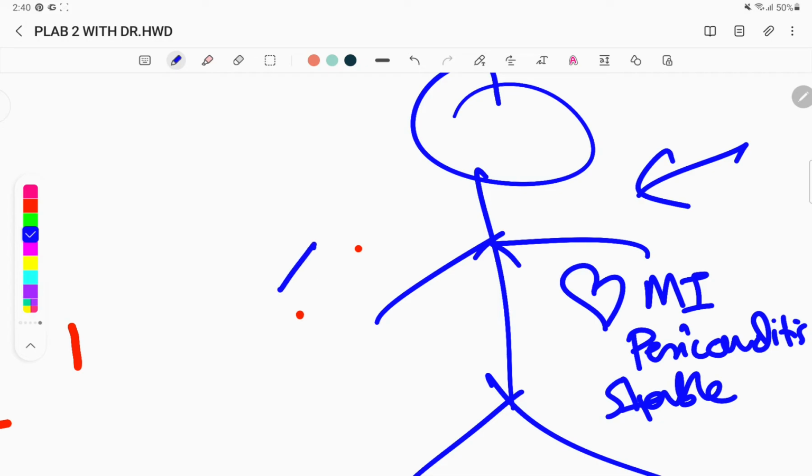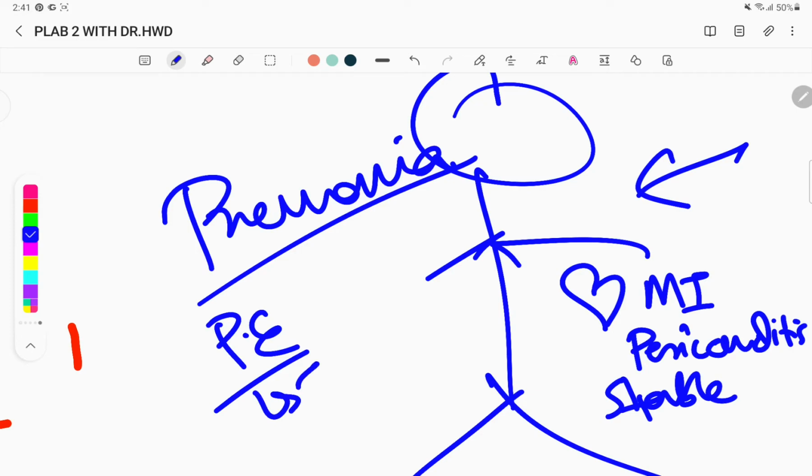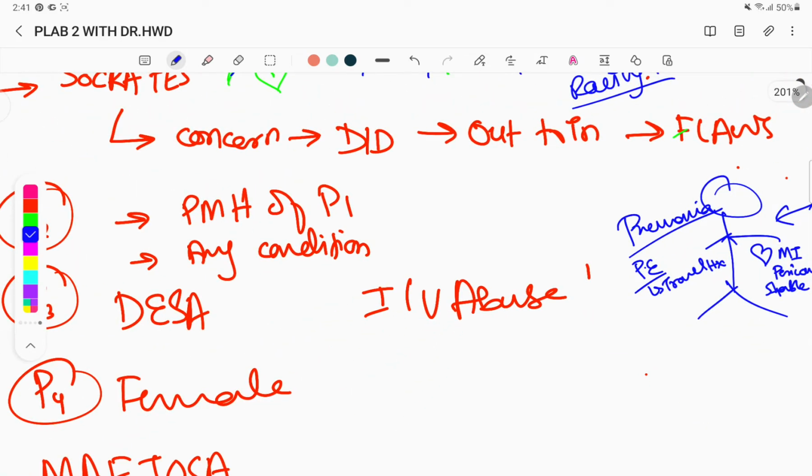Then you think of the lungs. I hope I make a good picture again, because that was a miracle. I'm not very good at that. So you think of the lungs and you ask questions related to that, like fever, cough, sputum, because you're thinking pneumonia. Then you ask pulmonary embolism questions. Travel history is very important there. We'll talk about how to go in there. So this is what you ask questions related to.